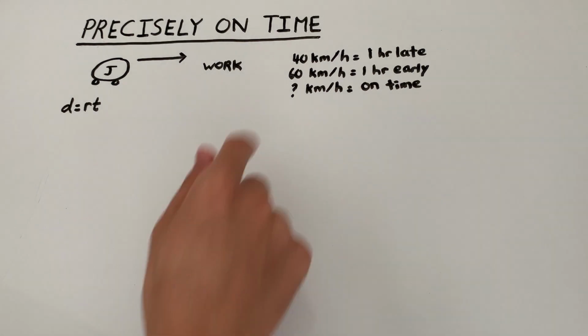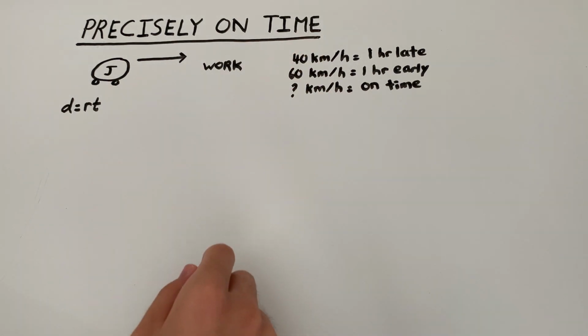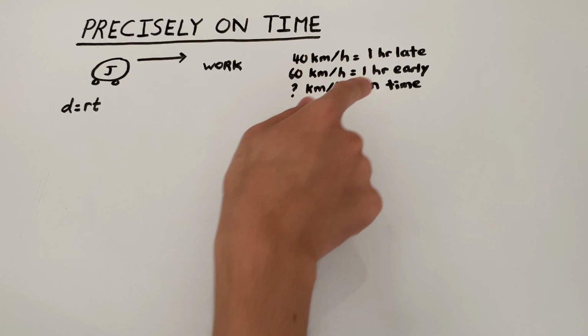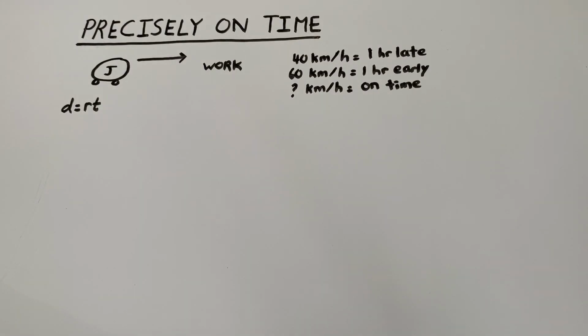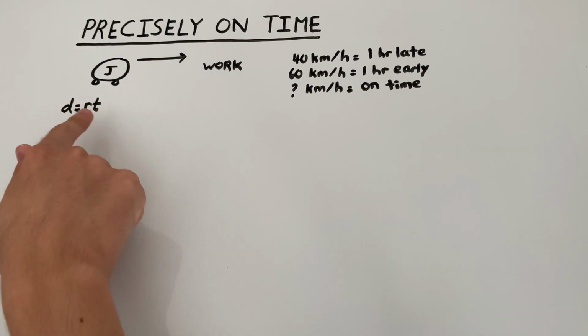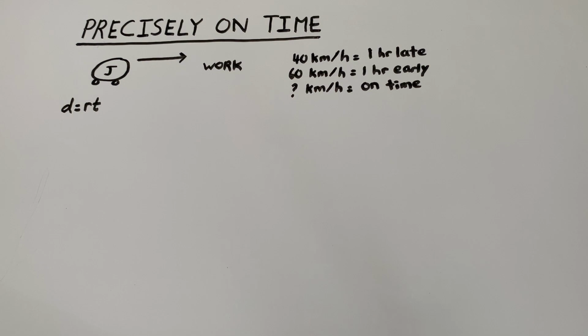So we're given some information on the rates and how these rates affect the times. If Jack goes at 40 kilometers per hour, arriving 1 hour late means he's spending 1 more hour on the road. If Jack goes at 60 kilometers per hour, arriving 1 hour early means that's 1 hour less on the road. And when we have rates and some times, then we can use this equation right here, D equals RT. So let's see how that works.